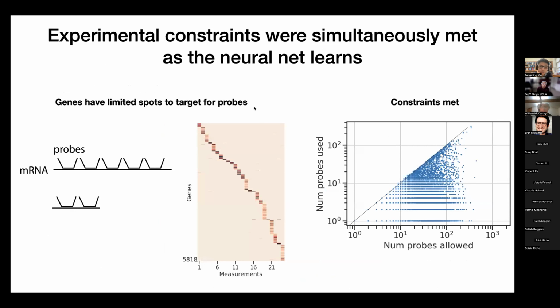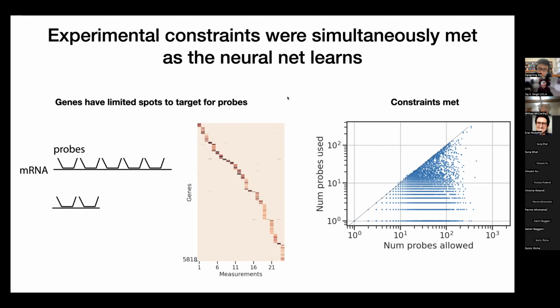The other advantage is that we can incorporate experimental constraints while we are designing those. One constraint of our method is that each gene has a certain length. That means you can only design a limited number of probes targeting each gene. In other words, each gene cannot be assigned more than a certain number of weights by this projection matrix. Originally, there was no way of incorporating such a constraint in the linear factorization method. So what we did is we first came up with a design regardless of the constraint, and then we manually capped it, and that obviously destroys some signal of the original design.